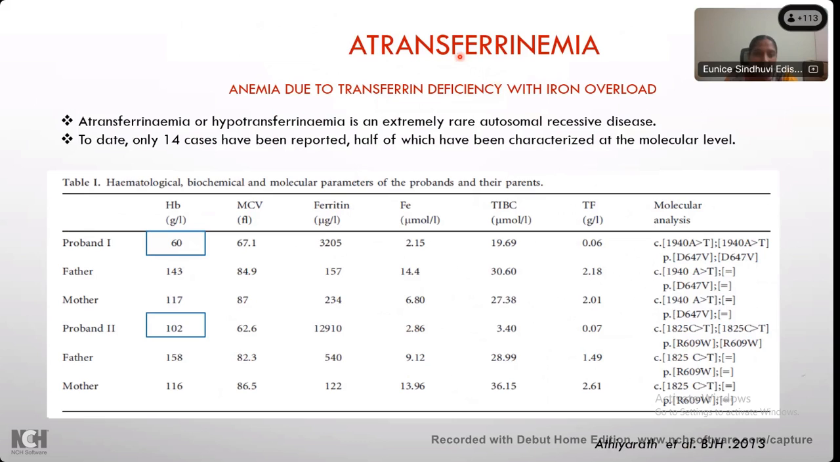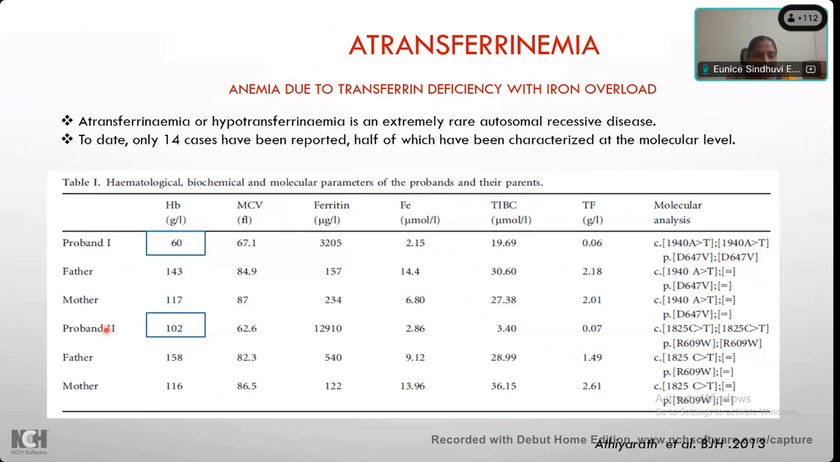So how do we diagnose atransferrinemia? They have a clinical picture similar to thalassemia: low hemoglobin, low MCV, with high ferritin, requiring transfusion. A basic test will differentiate this. If you do iron and TIBC, the TIBC, because transferrin is not there, will be very low as compared to a thalassemia patient or a normal individual. So TIBC may be the indicator to identify atransferrinemia or hypotransferrinemia.